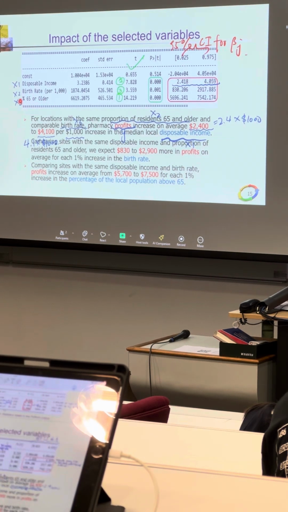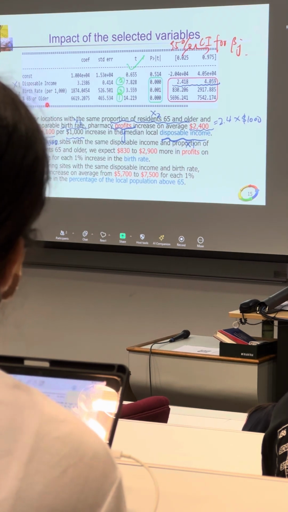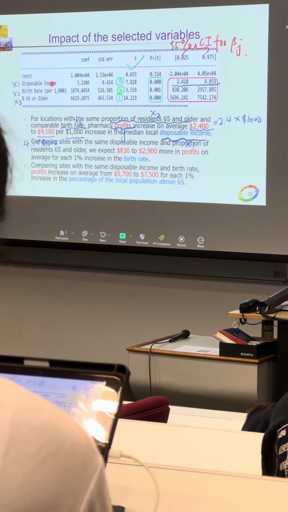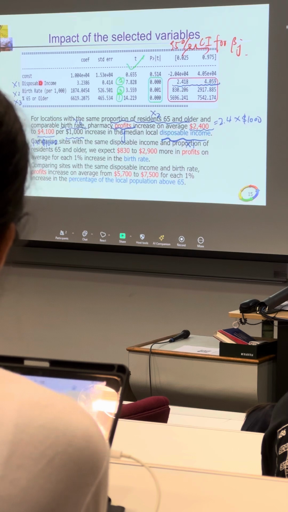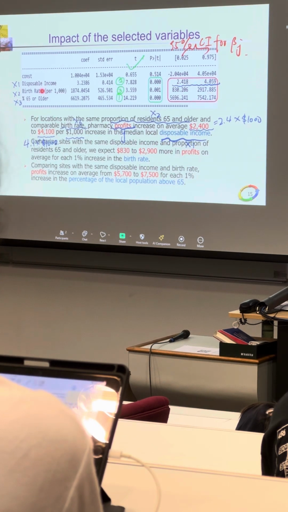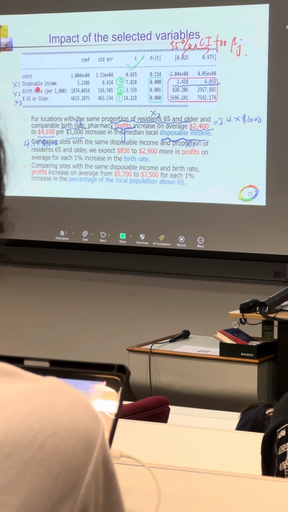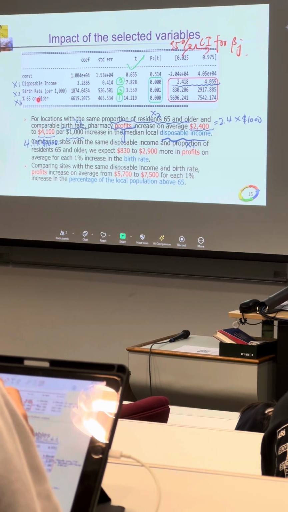If two communities both have a very high value at the percentage of 65 or older, the second predictor you look at is disposable income. And then you will choose the community that has a large value for disposable income. You can forget about the birth rate because it has the smallest impact, and also it is negatively related to disposable income and percentage of 65 or older.